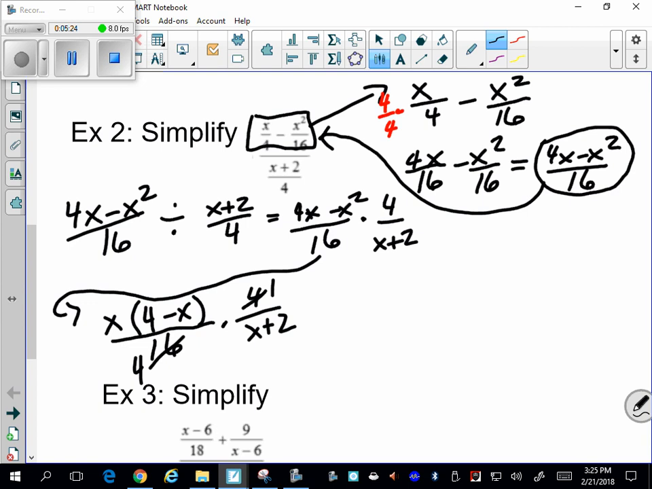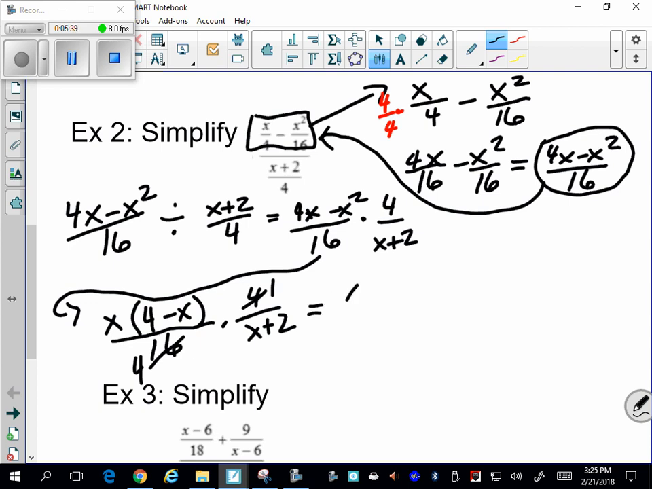And there's nothing else. This is a negative x plus 4, x plus 2, not the same thing, not the same binomial. We have x, a monomial. There's no monomial x's in the denominator. So then we just multiply straight across.